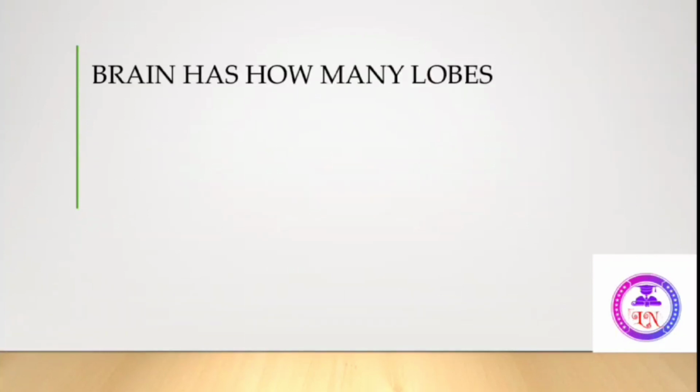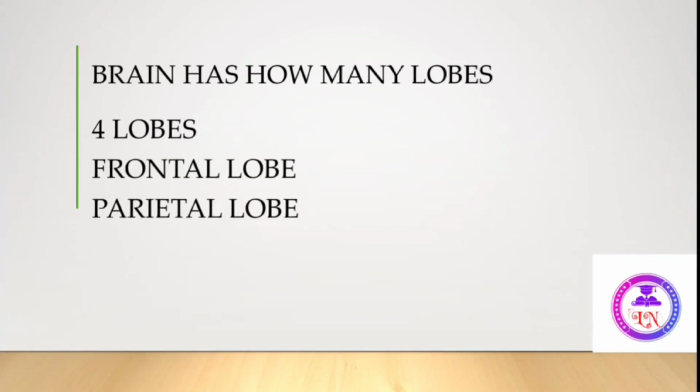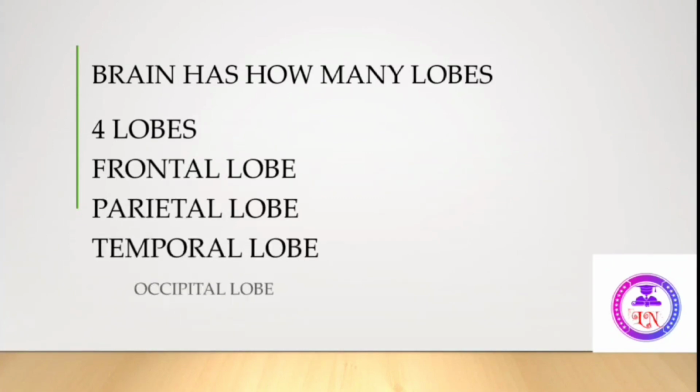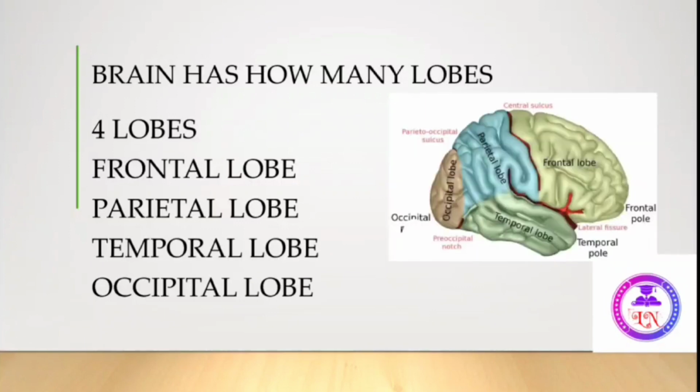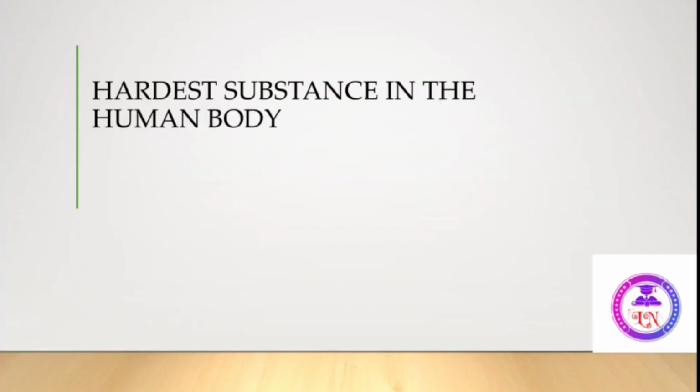How many lobes does the brain have? The brain has 4 lobes: frontal, parietal, temporal, and occipital. So if you see, these are the lobes of the brain in one hemisphere. This is one hemisphere, and the other side is also one hemisphere. So there are 4 pairs of lobes.